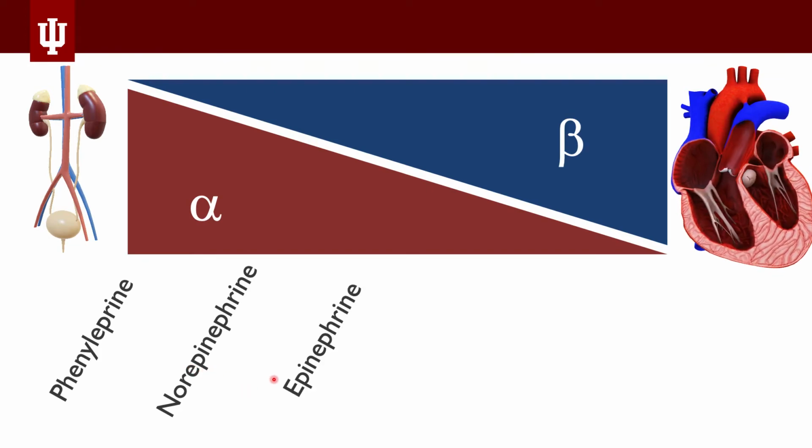Next, we have epinephrine. Epinephrine actually does have quite a bit of alpha, but we're also getting more beta. So epinephrine will cause a little bit more inotropy, a little bit more cardiac squeeze.